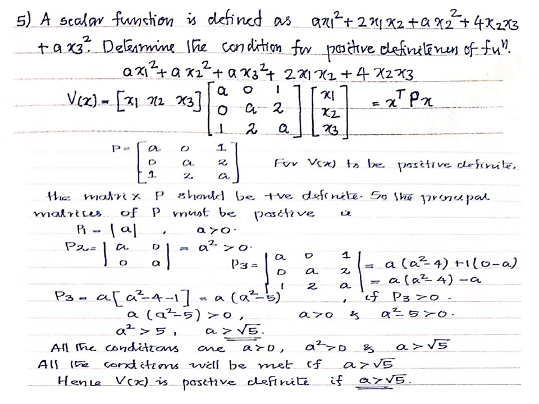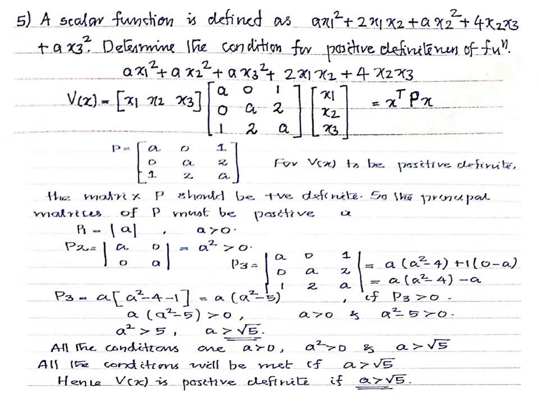Then from the matrix P, we have to find the principal matrices P1, P2 and P3. We know that the first one, P1, is A greater than 0, that is A is positive, and the determinant of P2 is equal to A square greater than 0. Then P3, the determinant of the main matrix, is A into A square minus 4 minus A, we can solve that. We can solve that the term is greater than 0, positive, means A greater than root 5. From these three principal determinants, we are getting three different conditions: A greater than 0, A square greater than 0, and A greater than root 5.